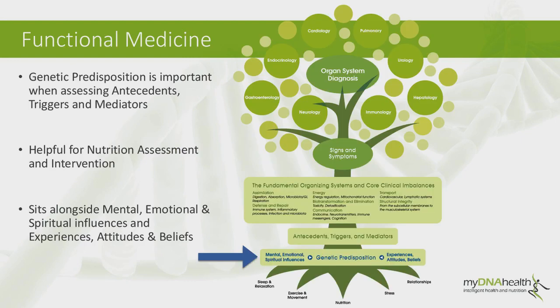So this is where we're just going to slot into the functional medicine model. And it's well recognised that our genetic predisposition is really important when assessing those antecedents, triggers and mediators, which I believe you've had a bit of a flavour about. It's very helpful for a nutritional assessment, or really for looking at the person as a whole, their lifestyle, very, very useful there. And of course, the intervention side. So that's what we can do as practitioners to help. It very much sits alongside the mental, emotional, spiritual influences side, and in between that and the experiences, attitudes and beliefs. So this is a diagram from the Institute of Functional Medicine. They've actually slotted it in there at the bottom, so you can see where that goes.